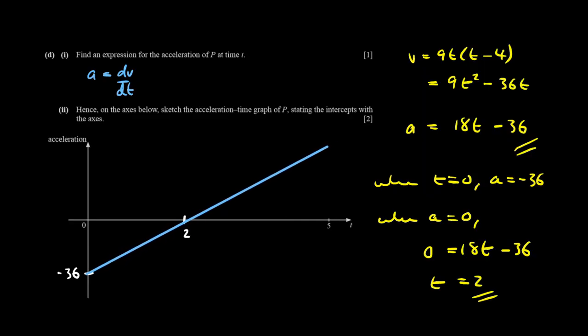Okay? And probably we can label what happens when t is equal to 5. I suspect we might as well just do it for the sake of completeness. Right? Give the examiner more information than he asked for, I think. So we're going to get 5 times 18, which is 90, minus 36. So that would be 54, I think. Okay, let me just double check that. Yeah, 90. Yeah, 54. Okay, so that should be our answer for part D.